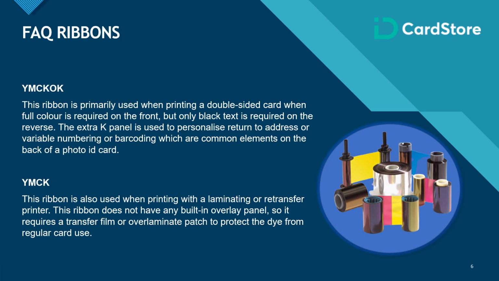YMCK. This ribbon is also used when printing with a laminating or retransfer printer. This ribbon does not have any built-in overlay panel, so it requires a transfer film or overlaminate patch to protect the dye from regular card use.